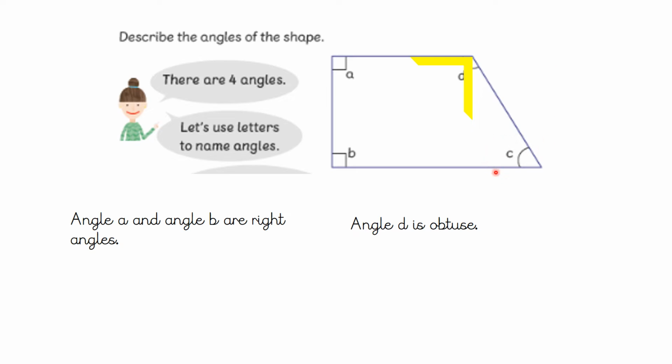Finally, we're going to look at angle C. Again, this does not look like a right angle. It looks smaller than a right angle. Can you remember the name? Correct! Angle C is acute because it's smaller than a right angle.